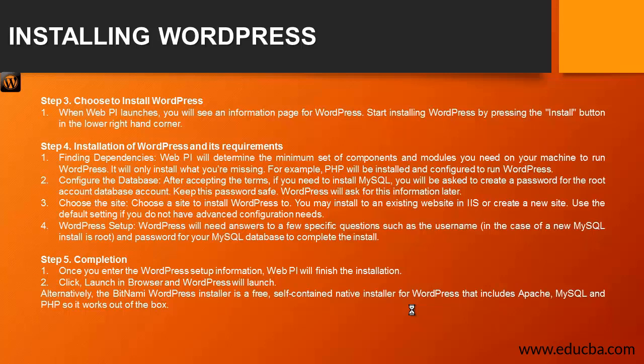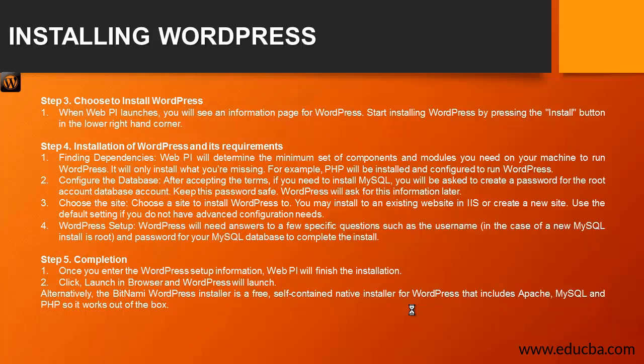Step 4, installation of WordPress and its requirements. First you need to find the dependencies, that is WebPI will determine the minimum set of components and modules you will need on your machine to run WordPress. It will only install what you are missing. For example, PHP will be installed and configured to run WordPress.